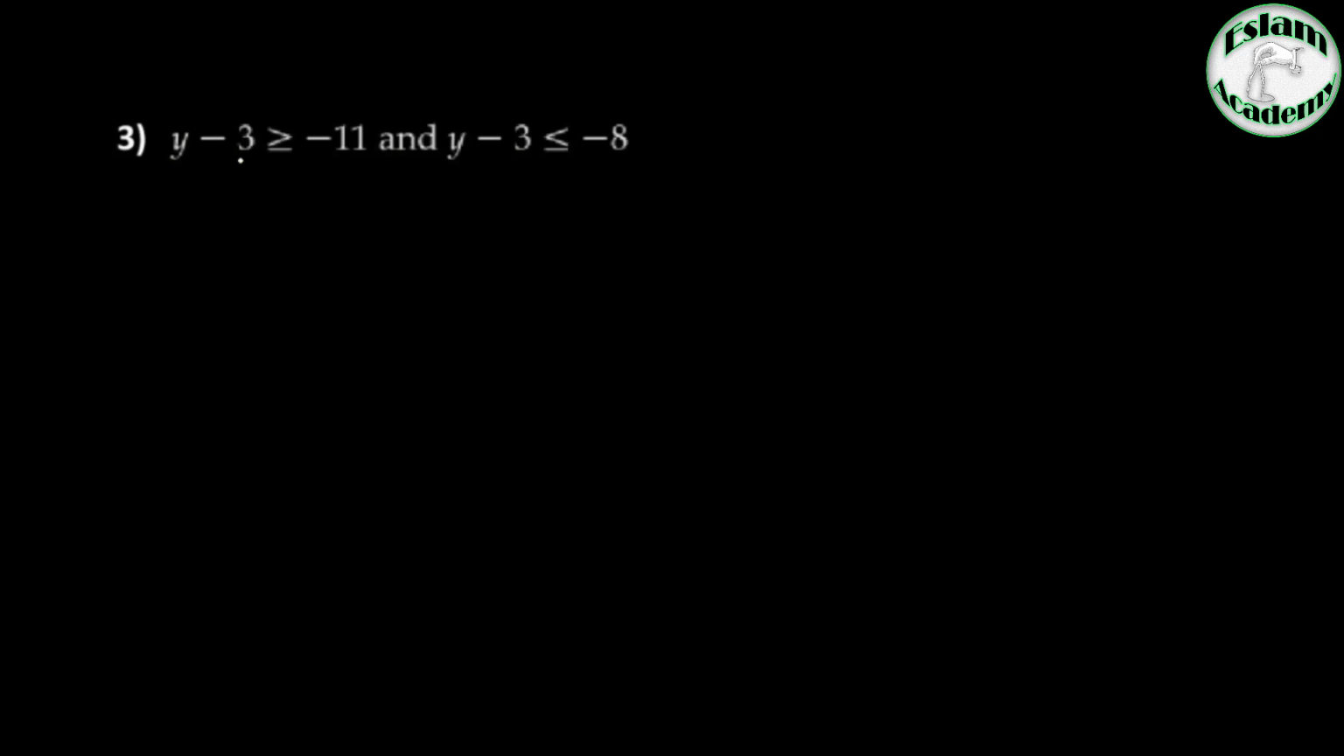Number 3. y minus 3 more than or equal to -11, and y minus 3 less than or equal to -8. Now we need to solve by adding 3 for the first part. So y is more than or equal to -11 plus 3, equals -8. For the second part, adding 3, then y is less than or equal to -8 plus 3, equals -5.